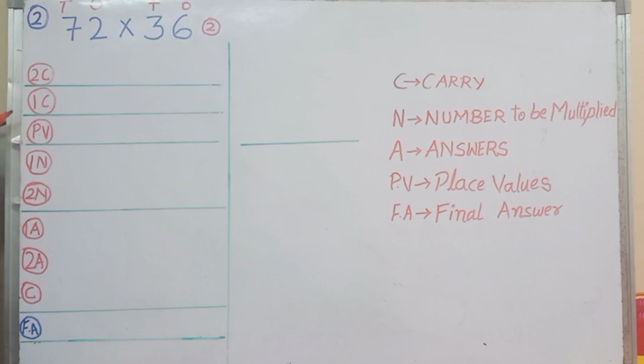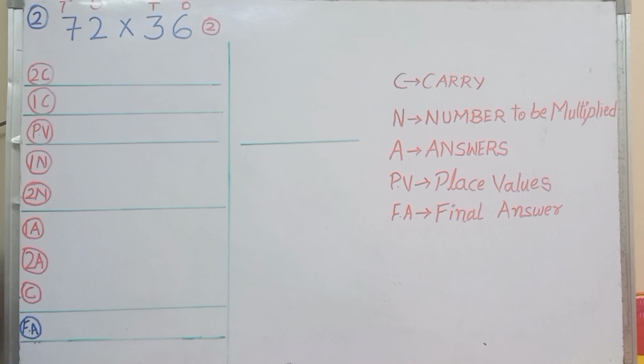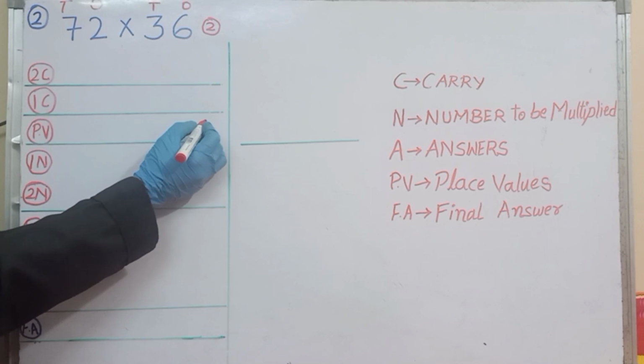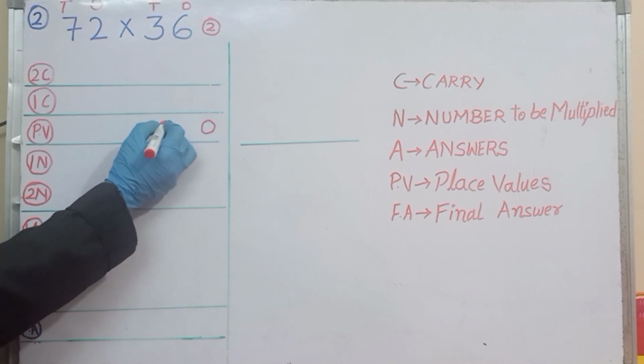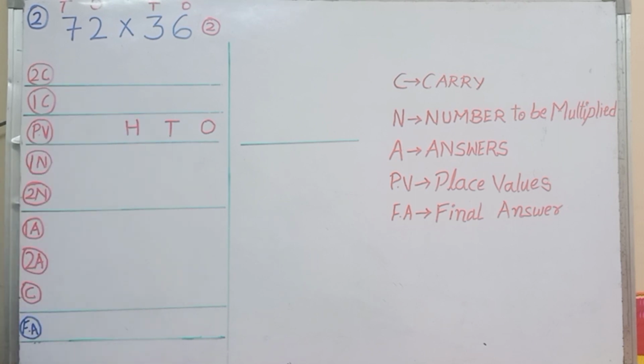Then I'll write the place value. Then I'll copy down the first number, then the second number. And when we multiply with the first number, we'll get one answer. When we multiply with the second number, we get one answer. Then when we add these two, we get a carry. So I'll leave one line, then we'll get a final answer. Okay, students? Now I'm going to copy the question. Before copying, what do I have to write? The place values. Ones, tens, hundreds.